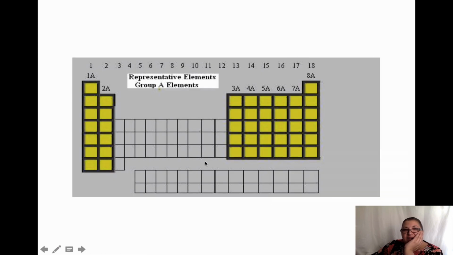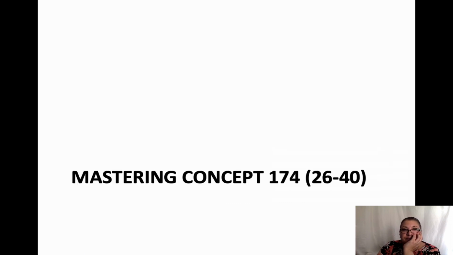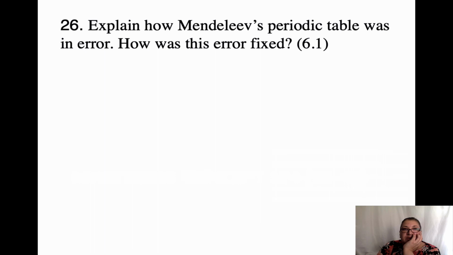Also, another thing on your problems: representative elements, 1A to 8A, everything in the yellow are called representative, and in the transition section, they're called transition. And they give you a lot of problems on that to practice for mastering concepts.